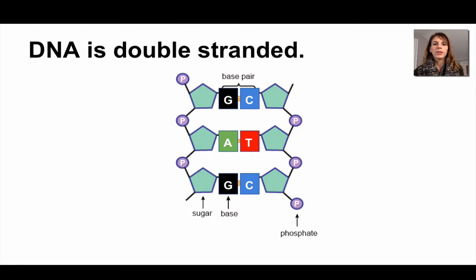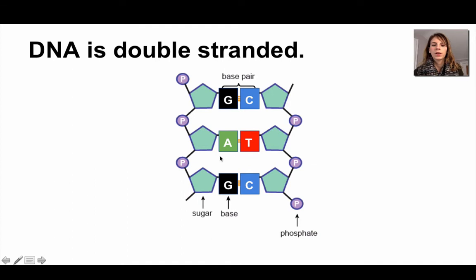Okay, so it turns out that DNA is not just a polymer of one strand of nucleotides, but it actually is a double-stranded molecule. And the nucleotides pair up with each other. So in this case, we've got G pairing with C and A pairing with T. And this is always the case. These are called the base pairing rules. And in the double-stranded molecule, A is always going to pair with T, and G is always going to pair with C.